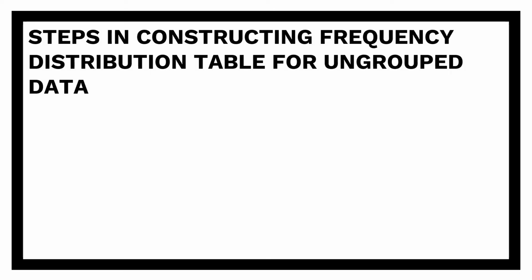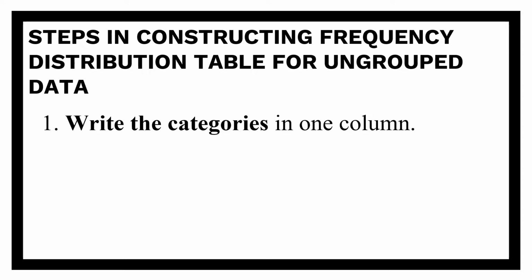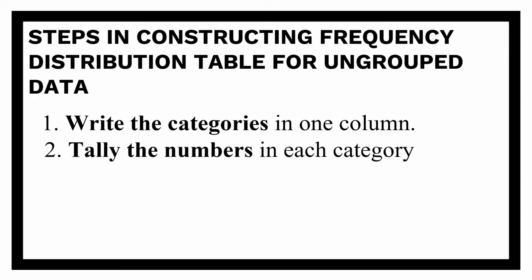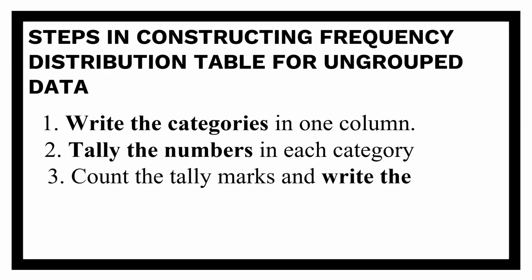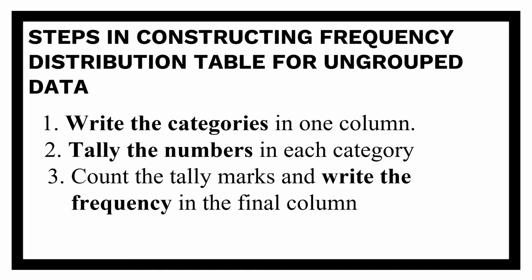Here are the steps in constructing a frequency distribution table for ungrouped data. The first one is to write the categories in one column. That is the first column. Second, tally the numbers in each category. Third, count the tally marks and write the frequency in the final column. Again, you have to write the categories. Second, tally the numbers. And third, write the frequency in the final column. We have here two examples. Let us have first the first one.